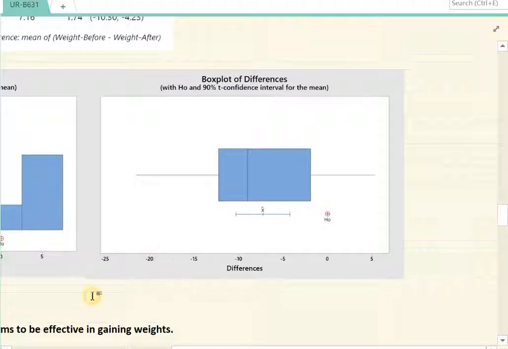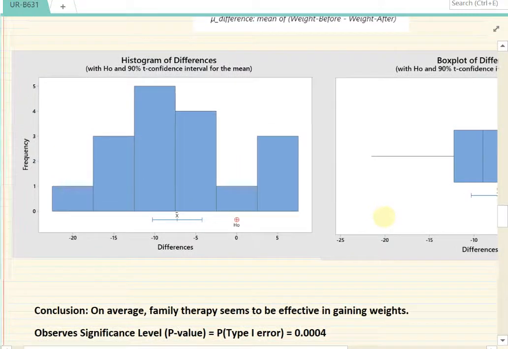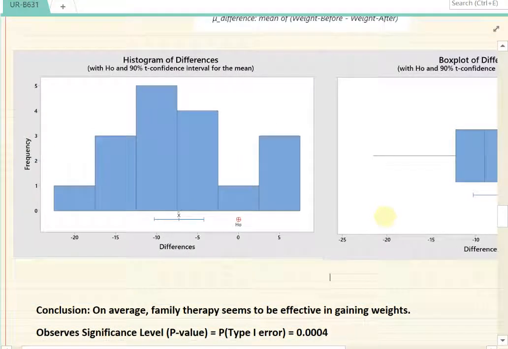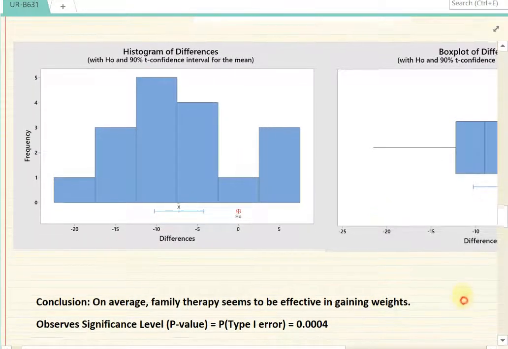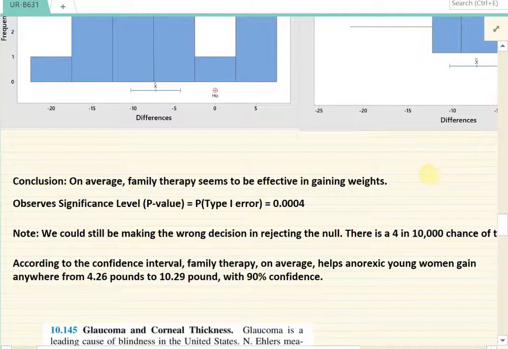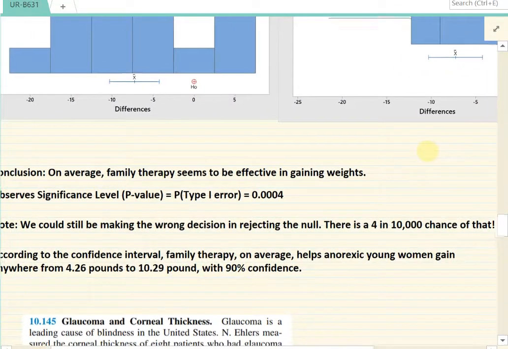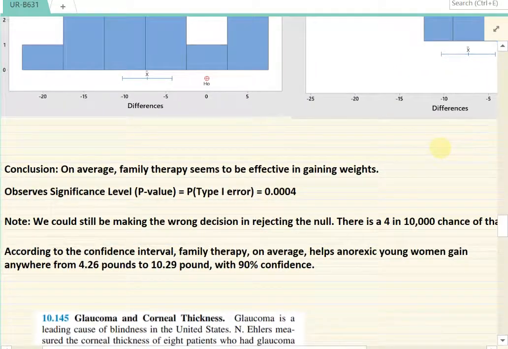Okay. So we feel pretty decent about running a t-test, although the t-test is fairly robust to moderate departure from normality. So it's, but still. Okay, now let's see. What's our conclusion here?